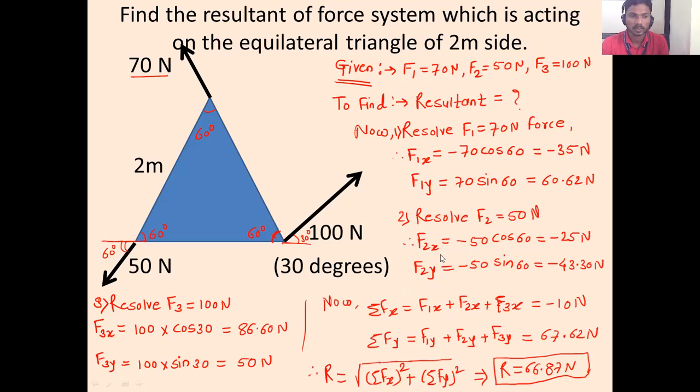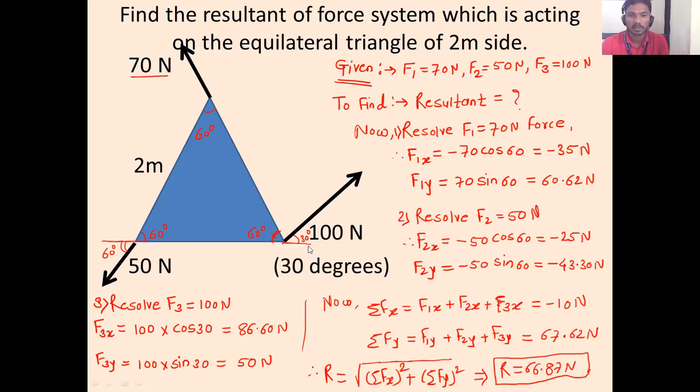Both are negative. So here we have calculated F2x is equal to... Why have we taken cos 60 for the x component? Because the angle made with the x-axis is 60. Very good. So that we found minus 25 and minus 43.30.